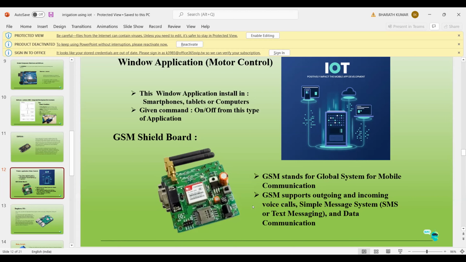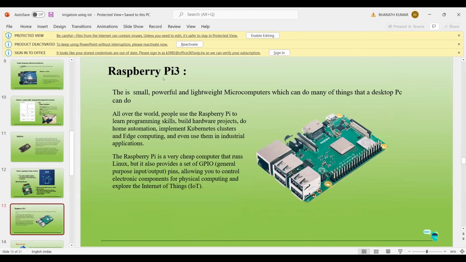GSM supports outgoing and incoming voice calls, simple messages, SMS or text, and data communication. It is used to communicate with smartphones, computers, etc.